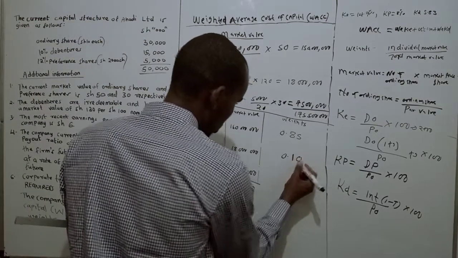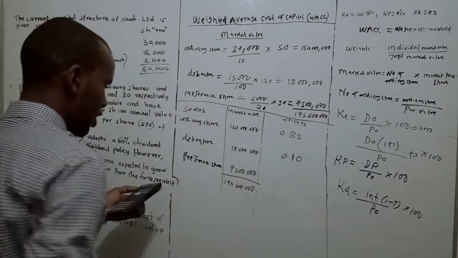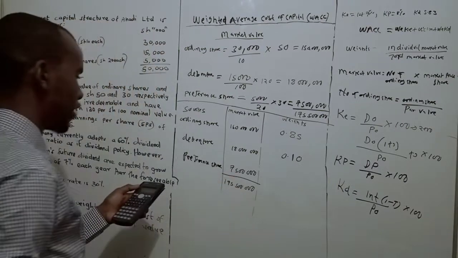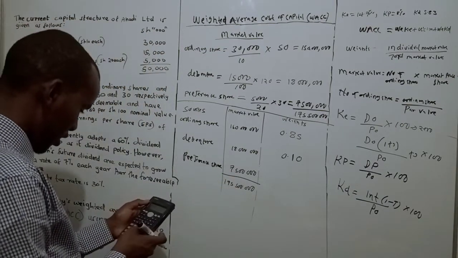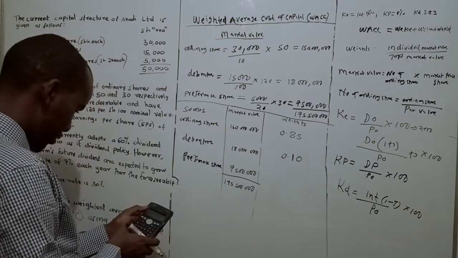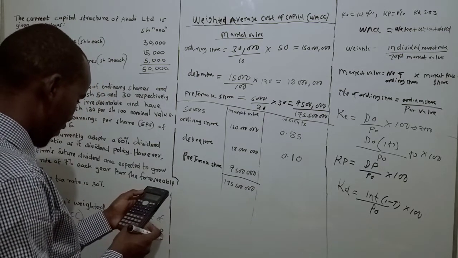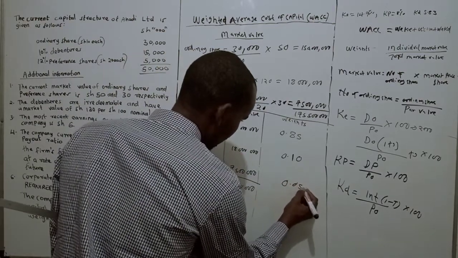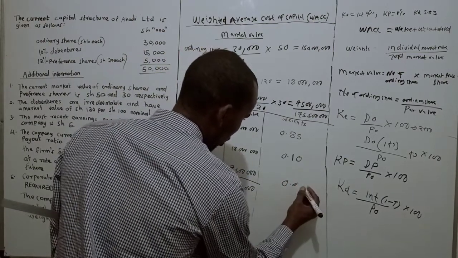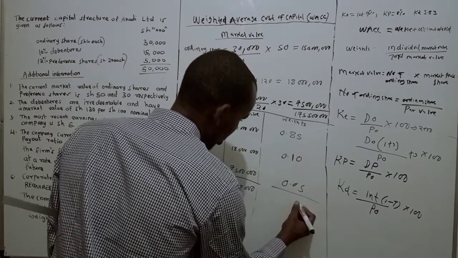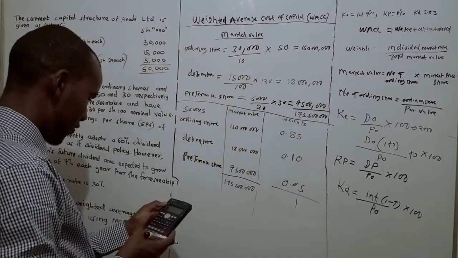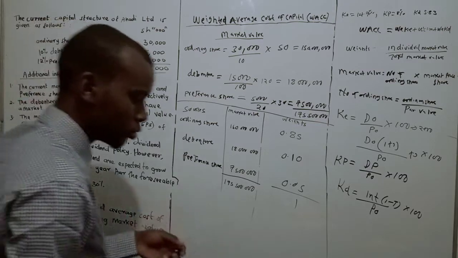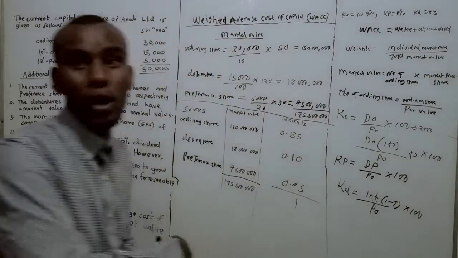Two decimal places, 0.10. Lastly, for us to get the market value for the preference share, we take 7,500,000, then divide the total market value, which is 175,500,000. To the nearest two decimals, I'm getting 0.05. Remember, all their weights will add up to 1. If you take 0.05 plus 0.1 plus 0.85, you are supposed to get 1. The weight will be 1.